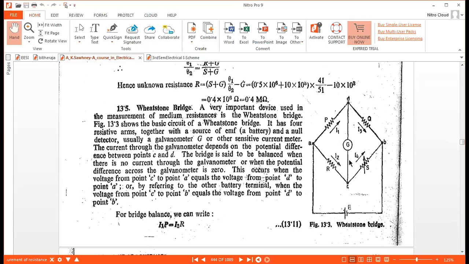It has 4 resistive arms together with a source of EMF and a null detector. The null detector is your galvanometer which shows 0. Usually a galvanometer G or other sensitive current meter is used. The current through the galvanometer depends upon the potential difference between point C and D.